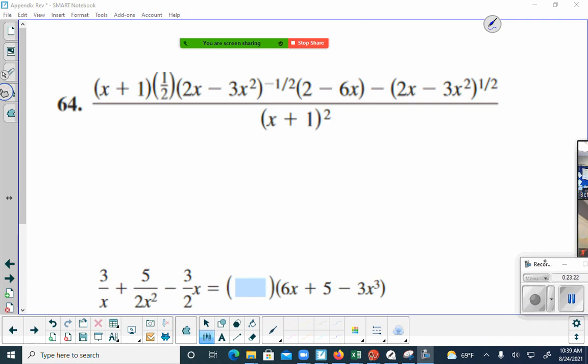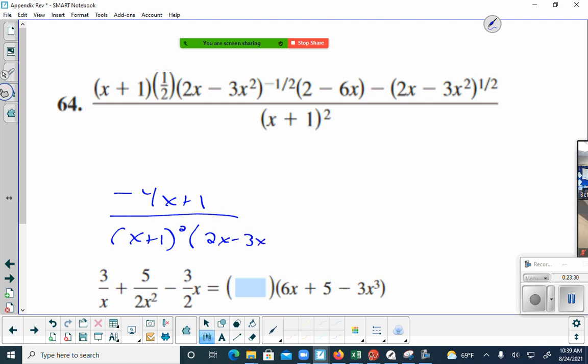Okay, on this one, your final answer should have been negative 4x plus 1 over x plus 1 squared, and then the cosine is 2x minus 3x squared to the 1/2. That's out of order. Are we good? Yeah. I'm confused. Are you good?